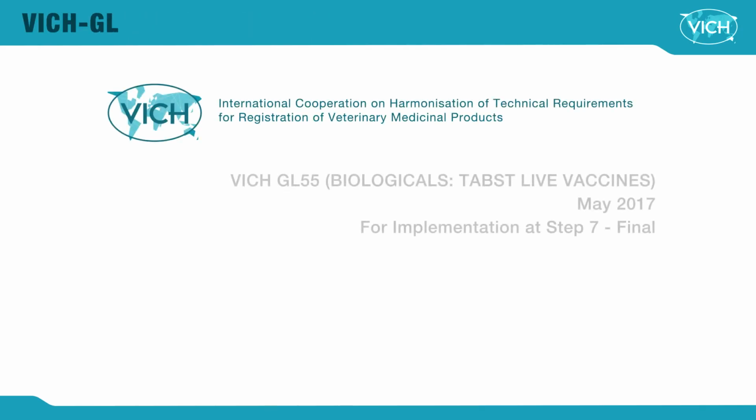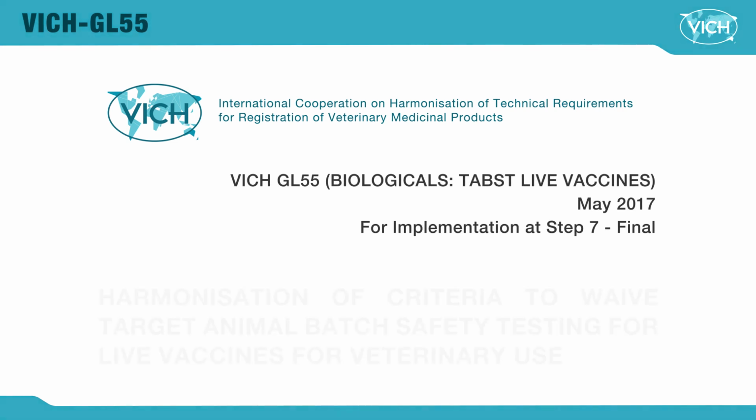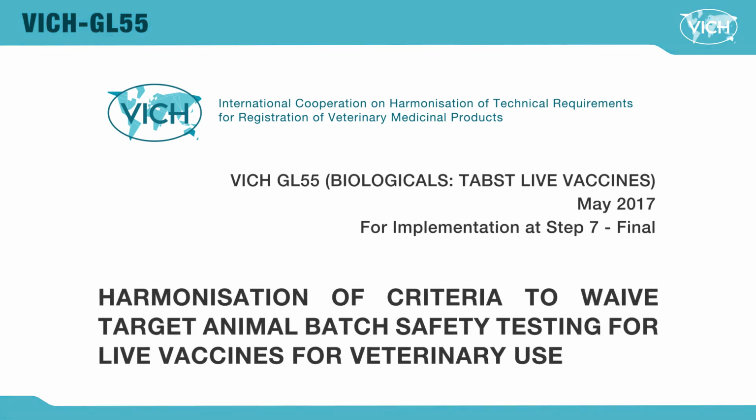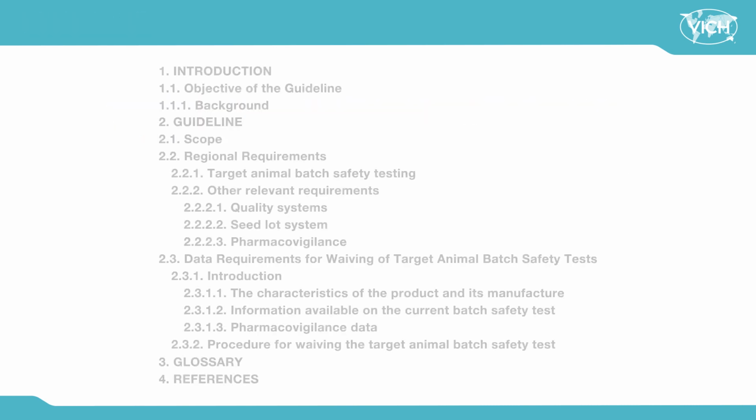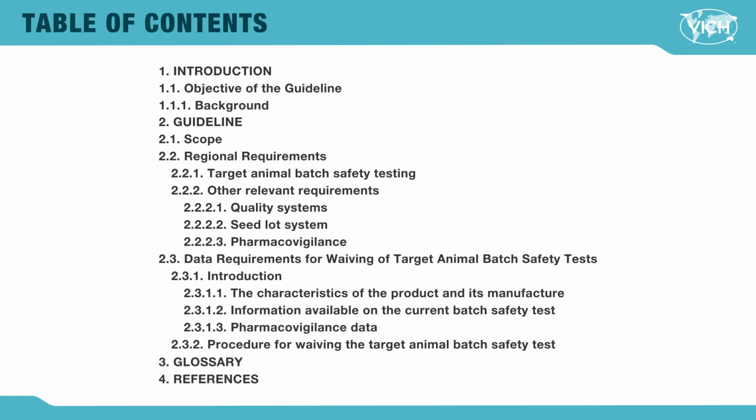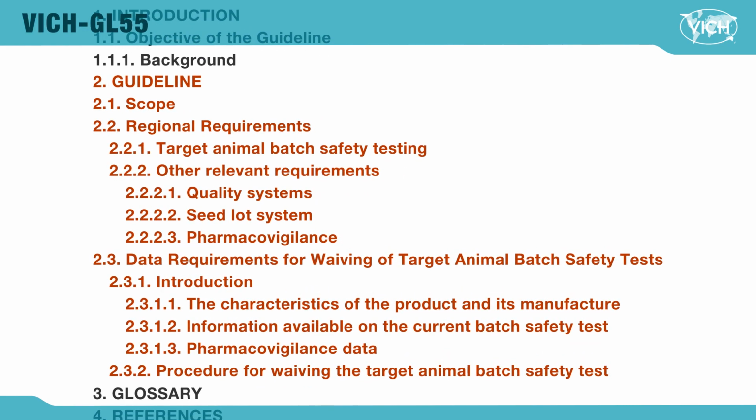We will focus on GL55 in explaining the details of the three types of TABST/LABST guidelines. The details for the GL50R and GL59 are basically the same as GL55. Here are the contents of GL55. Section 2, shown in red, is the part covering the details of the guideline, so we will take a closer look at the important points.